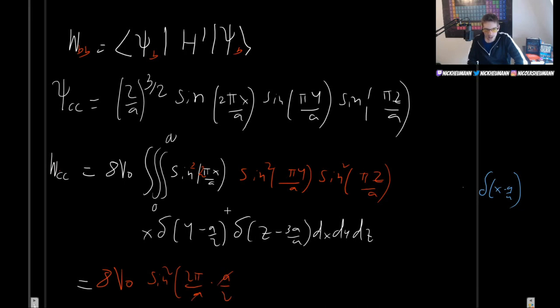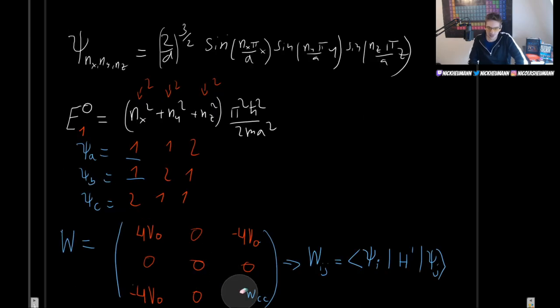Let me just double check. It's a over 4. Yeah, I was like, something's wrong here. Yeah, it's a over 4. Sorry, not a over 2. My bad. So it's a over 4. So we're going to get sine of pi over 2, which is 1. Okay, and this part right here is also 1. And this part right here is 1/2. So we get that WCC is 4V0. And that completes our matrix.